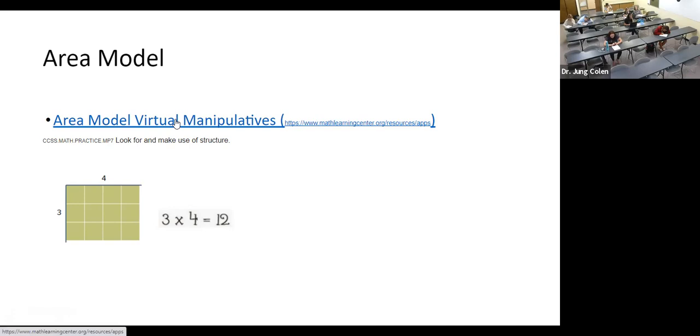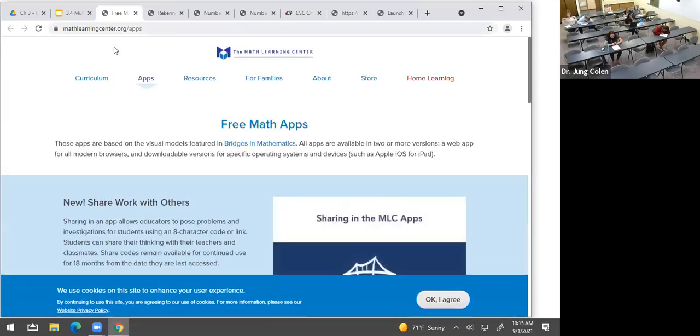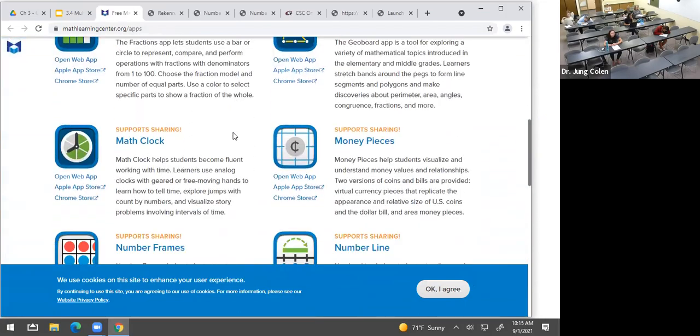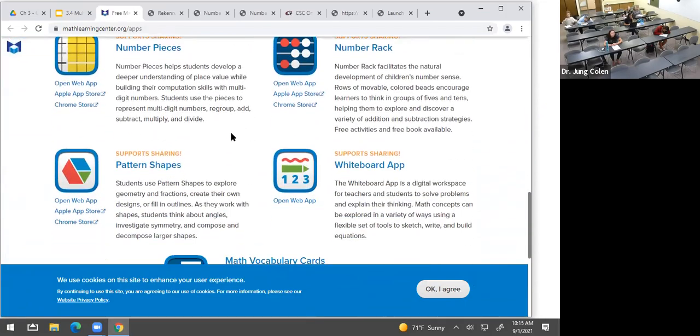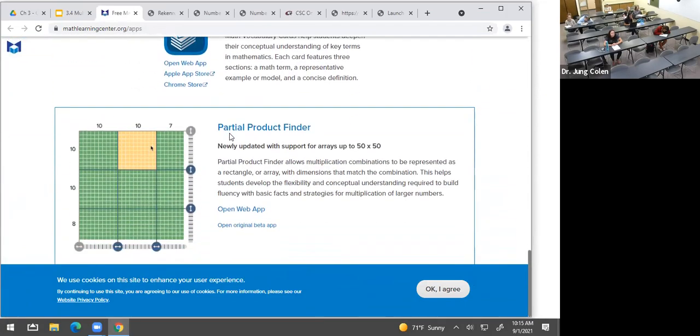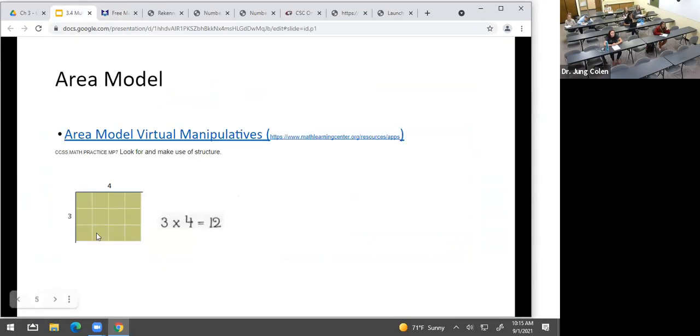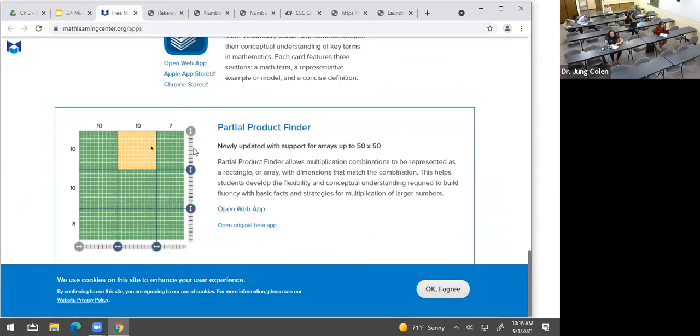And I will show you some area model virtual manipulatives here because I want to show you how we can extend the area model. For the previous one, the area of this rectangle is length times width, right? So 3 times 4, and there are a total of 12 squares. That's the area model, isn't it? You can always extend that to bigger digits.